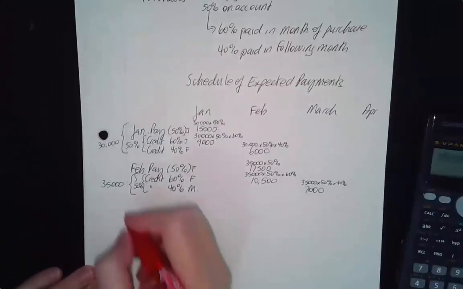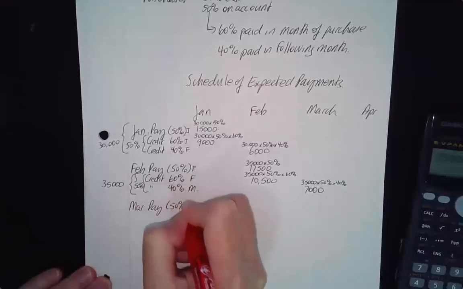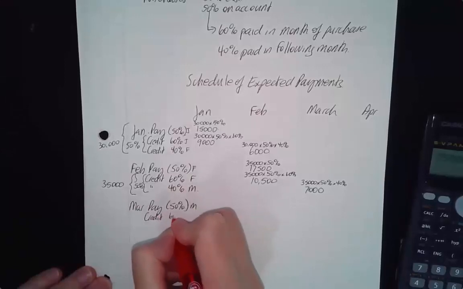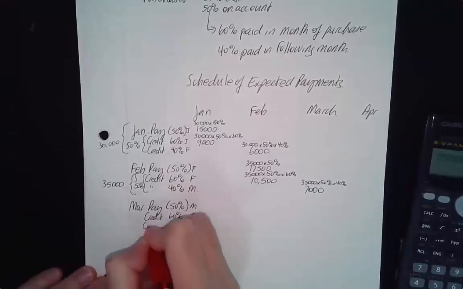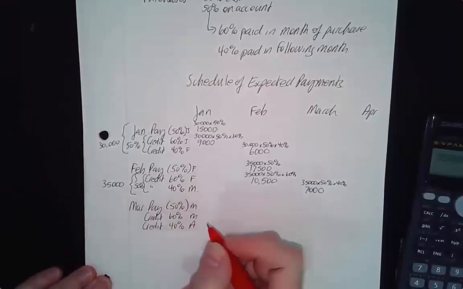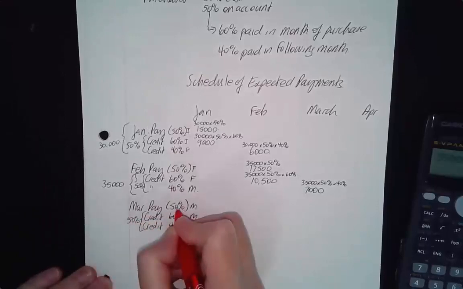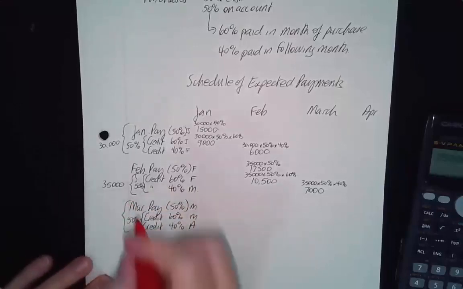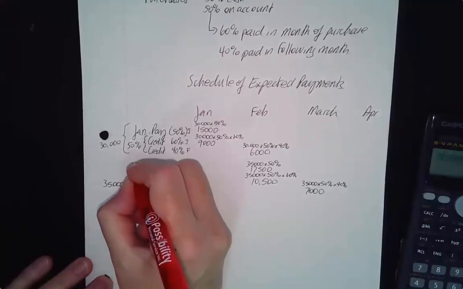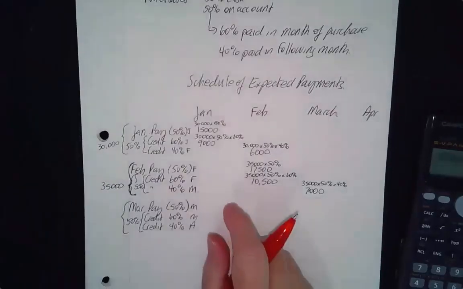Let's keep going. We're now doing March payments, which is going to be 50%, and that's going to be in March. Then we've got credit. That's going to be 60% in March. And then credit, it's going to be 40% in April. This is going to make up 50%. 50 plus 50 is 100. Excellent. This whole amount. And I forgot to do that here. I didn't do it correctly. All of this is going to be the 45,000.